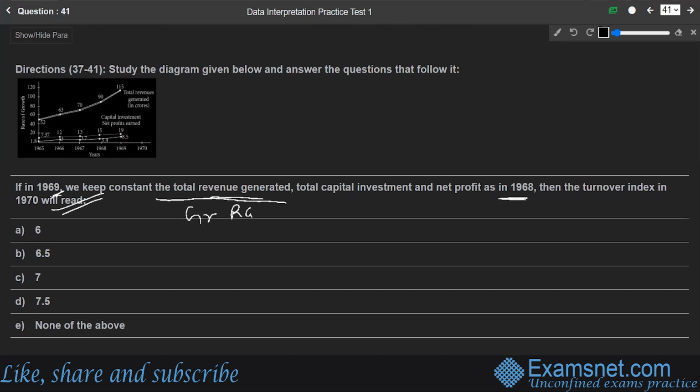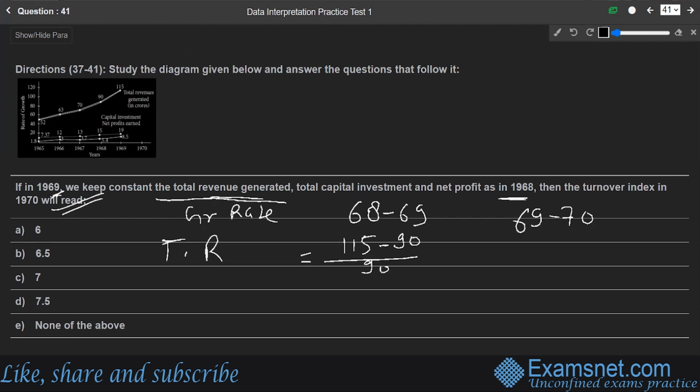There is a growth rate from 68 to 69, and then we can create it for 69 to 70 as well, as per the data given. Let's see total revenue. The growth for the year 68 to 69 can be calculated as 115, that is the value at 69, minus 90, that is the value at 68, divided by the value at 68. This is the percentage growth, and it comes out to be 30%. So the growth in total revenue from 1968 to 69 is 30%.